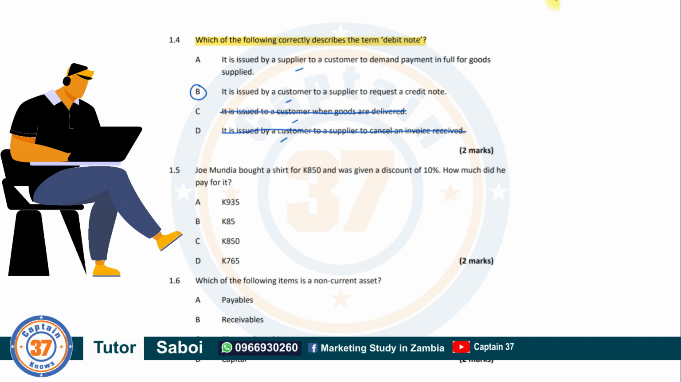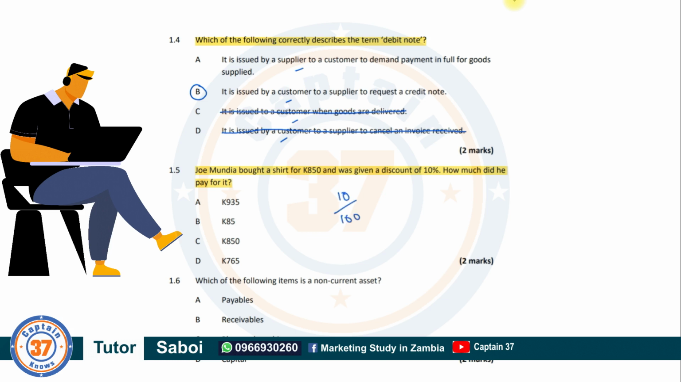Question number 5. Joe Mundia bought a shirt for 850 kwacha and was given a discount of 10%. How much did he pay for it? So, Joe Mundia goes into a shop where the price for a shirt is 850 kwacha, and he is given a 10% discount.